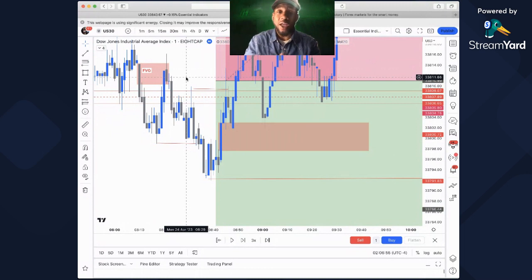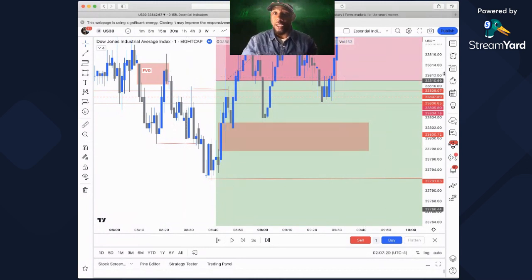All right. So we're not looking at just any fair value gap. We're looking at the fair value gap that broke structure right after the liquidity sweep. It's like a sequence. Liquidity sweep is number one. Break of structure is number two. That creates the fair value gap. And then price dipping back into the fair value gap.